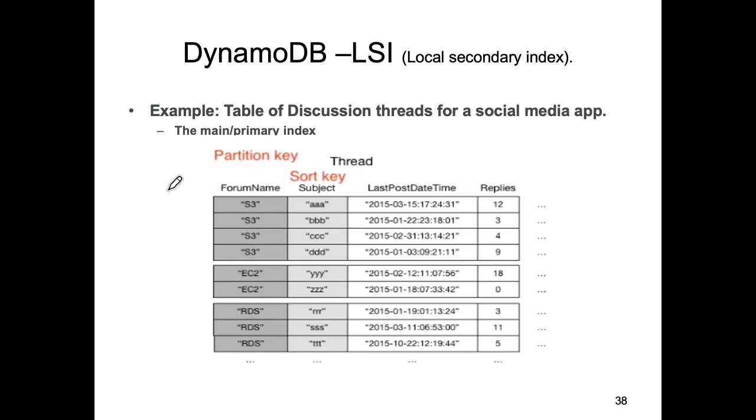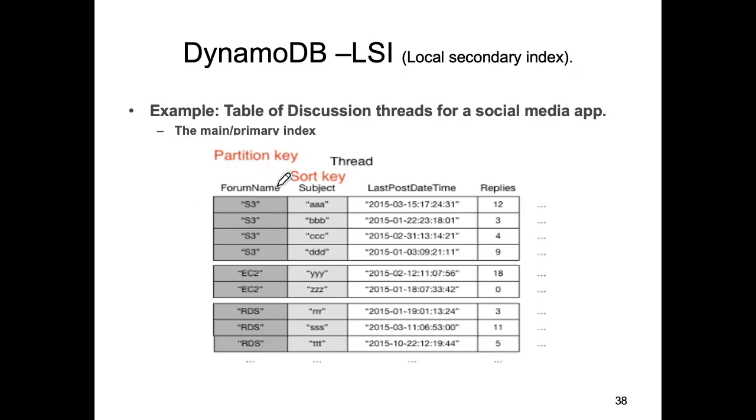So this is my table, and this is what we would really call the primary index representation of this table. But supposing there is a requirement to be able to query this table to give me all of the discussion threads for, let's say, forum S3 that occurred in 2015. I want to send a query to DynamoDB to retrieve those items for me.